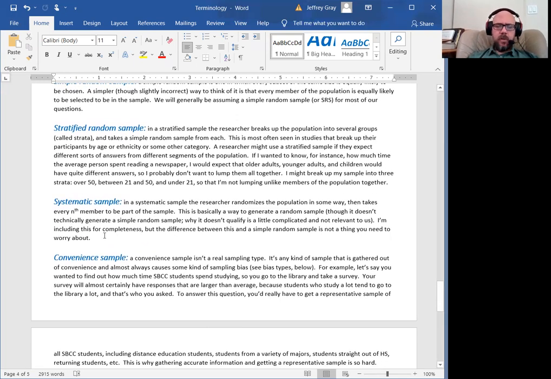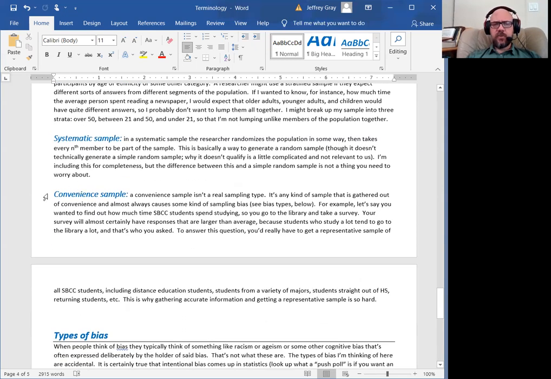Systematic sample. We're not really going to worry about this, but it is a thing I'm supposed to teach you. A systematic sample is a sample where you randomly order your population and then choose every nth one, like every third one or every 10th one or every 1000th one from your list. It is a way to generate a good sample. It's not technically a simple random sample, but we don't have to worry about why. I don't want to say too much about this. We're not going to do this.